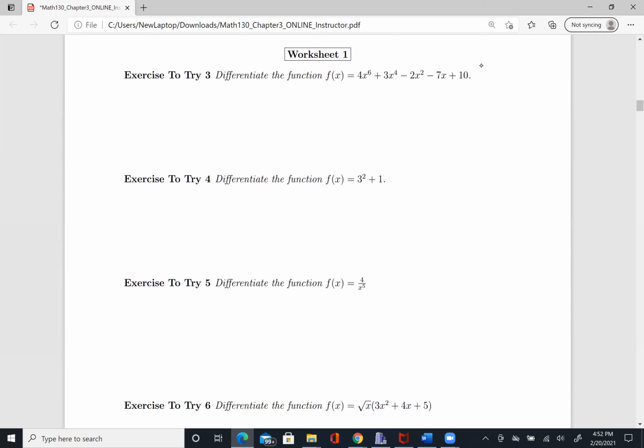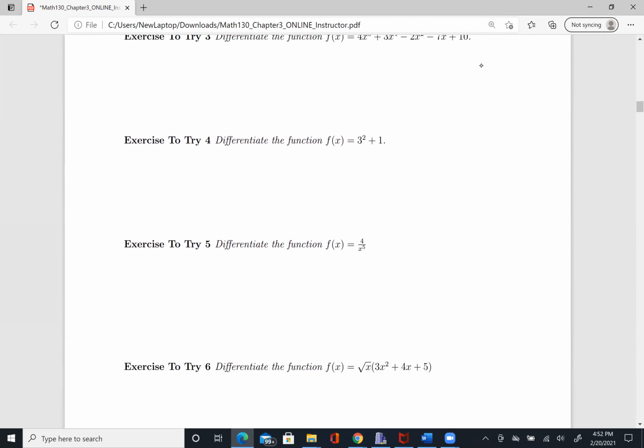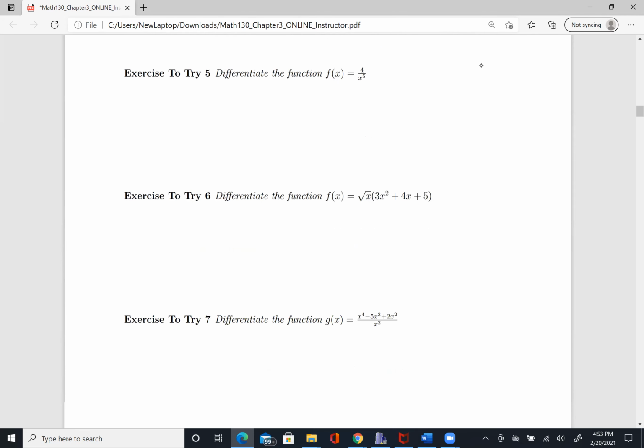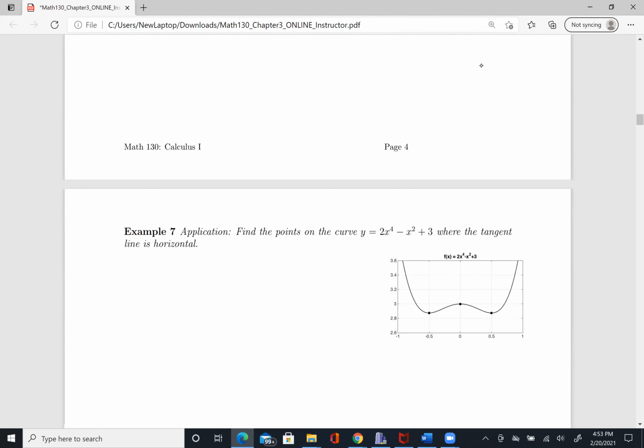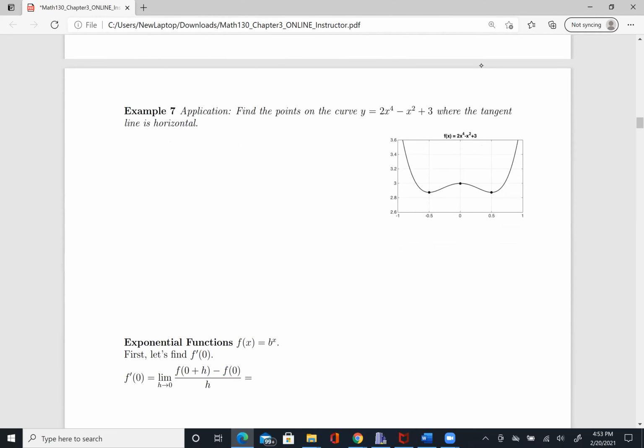Okay, so for exercise number 3, number 4, number 5, and number 6, I will let you guys try it. And if you cannot handle it, we're going to see in the class. Okay, move to example number 7.